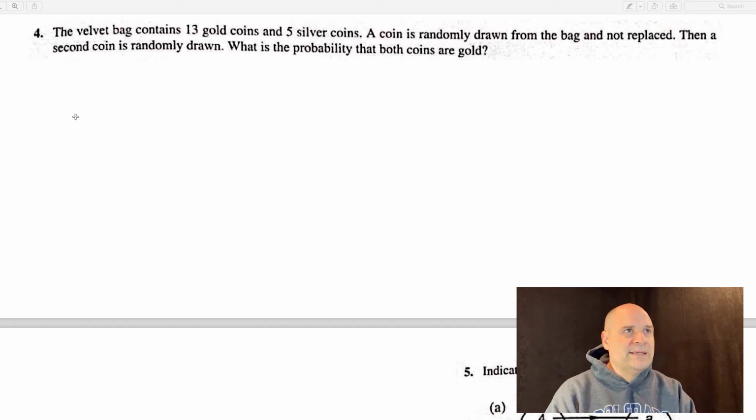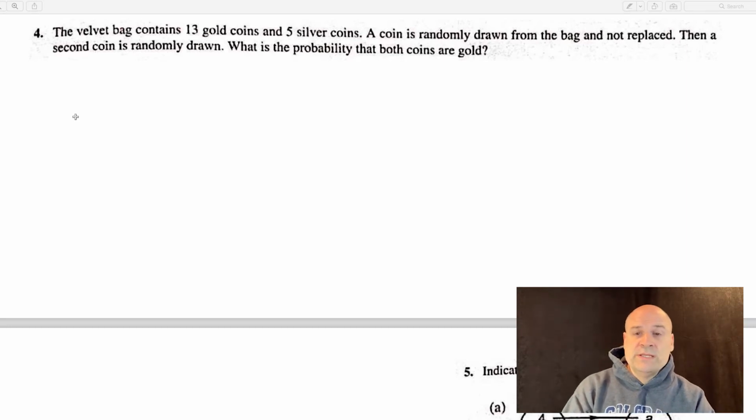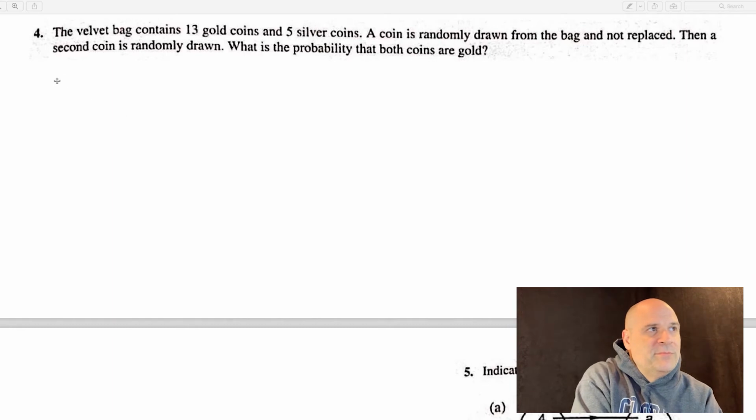All right, number 4. The velvet bag contains 13 gold coins and 5 silver coins. A coin is randomly drawn from the bag and not replaced. Then a second coin is randomly drawn. What is the probability that both coins are gold? Okay, probability. Remember, probability is number of what you're looking for. So how many things you're looking for.